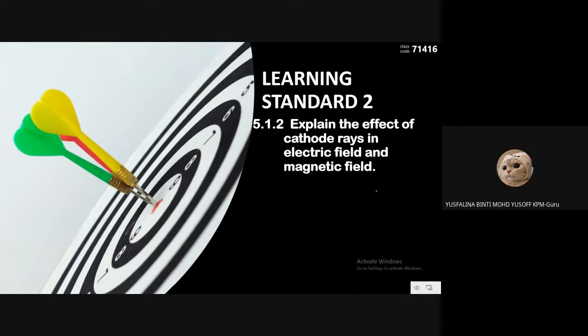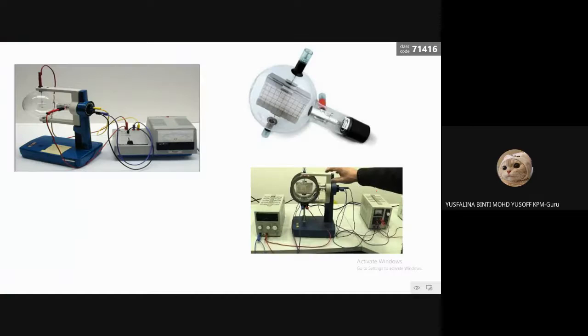Now we will explain the effect of cathode rays in electric fields and magnetic fields. Does it deflect? Does it show any deflection, or does it not move at all? We will see that in this topic. So this is actually the cathode ray.